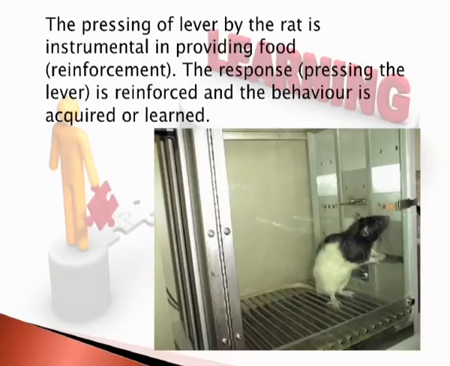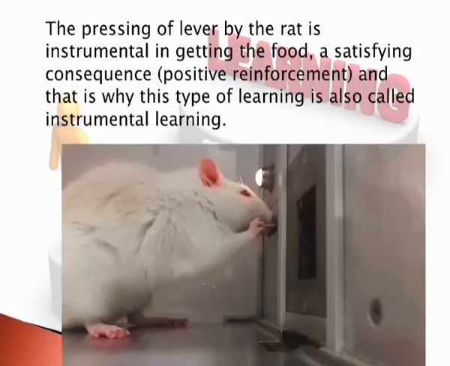In other words, the pressing of the lever by the rat is instrumental in providing food, reinforcement. The response, pressing the lever, is reinforced. The behavior is acquired or learned. The pressing of the lever by the rat is instrumental in getting the food, a satisfying consequence, positive reinforcement, and that is why this type of learning is also called instrumental learning.